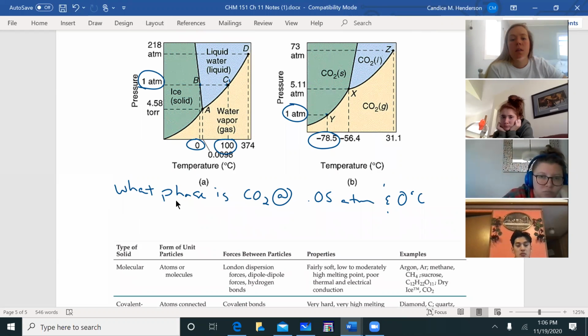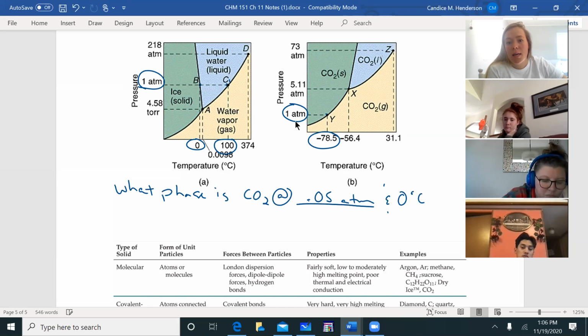Okay, so you just think of this like you would in one of your basic graphing math classes. Look at your ATMs, that's on your y-axis. 0.5 is somewhere right along here. 0 degrees Celsius is somewhere over here. Okay, so I'm going to bring this over to somewhere in this vicinity. It doesn't even matter exactly where it is. There's no other possible way that this could be anything but a gas.